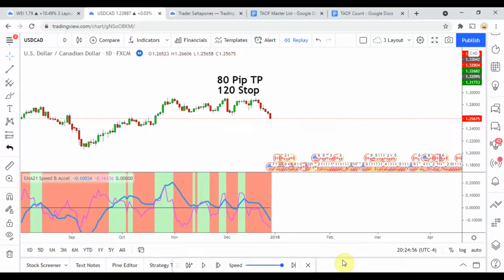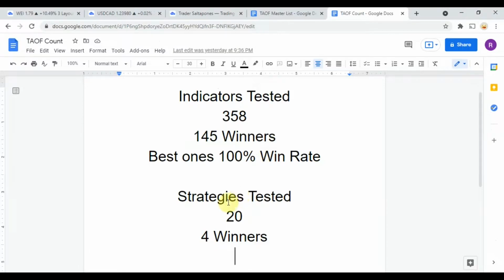Alright, as I said, today we will be testing the EMA21 speed and acceleration indicator. Before we do though, I wanted to put the testing scoreboard up for everyone to see. To date, we have tested a total of 20 different strategies with a total of 4 winners. We have also tested 358 indicators with a total of 145 winners, which means that they have met or exceeded the 60% win-loss ratio threshold that we have set for them.